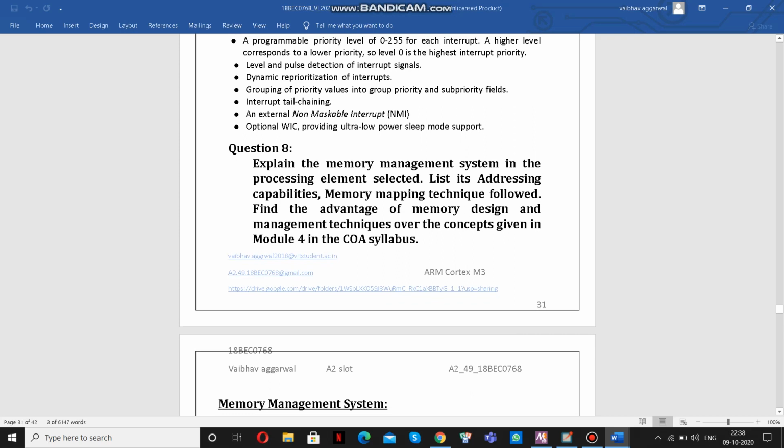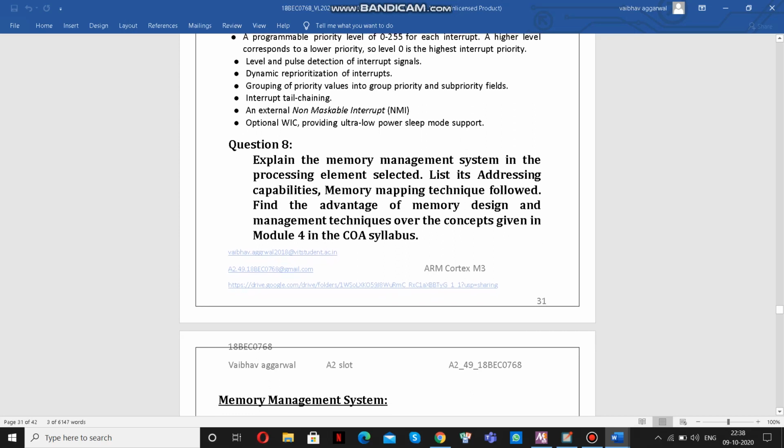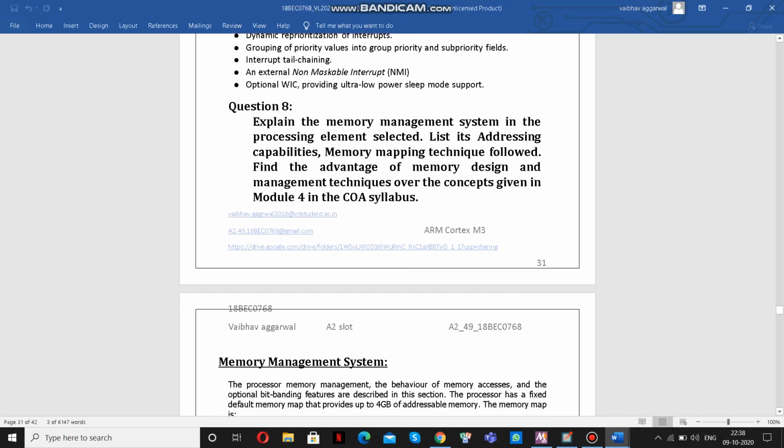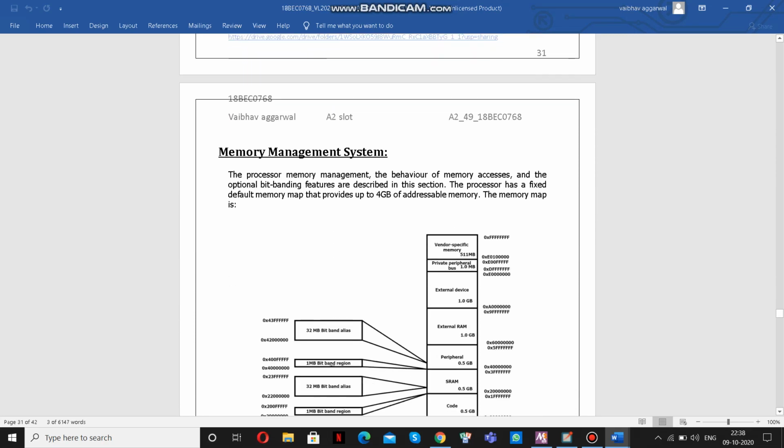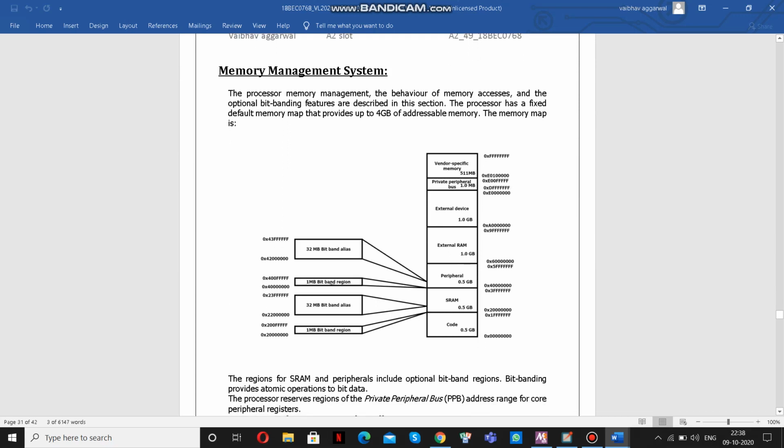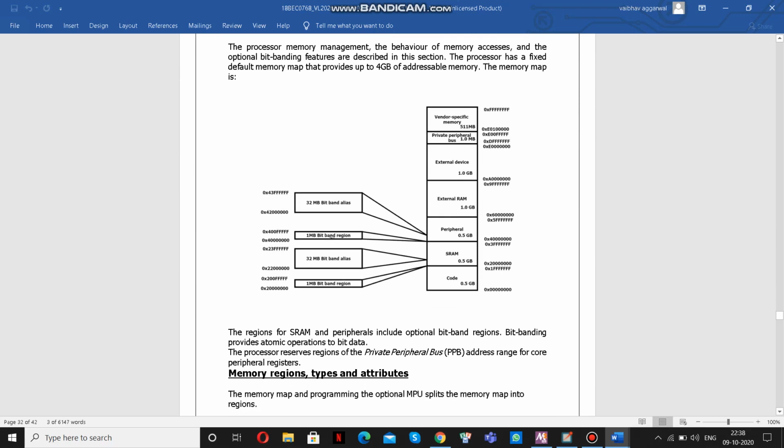The memory management system, addressing capabilities, and memory mapping technique are described as follows. Memory management system, here you can have a look. This is the block diagram of the same.